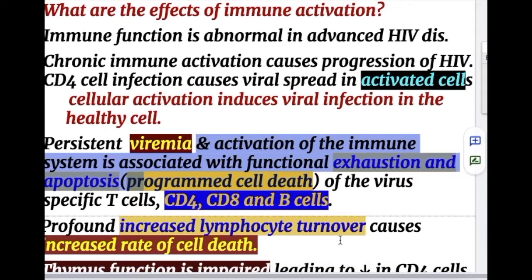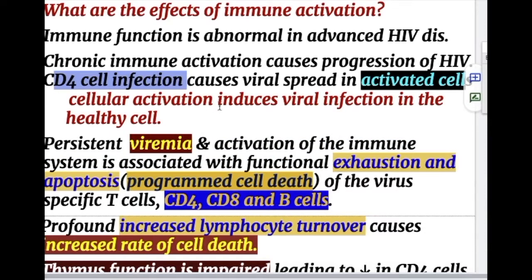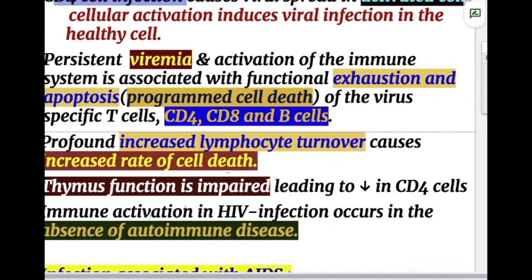Profound increase in lymphocyte turnover causes increased rate of cell death. So all these factors are occurring here. Immune system activation causes progression of HIV, increased CD4 infection that involves the other healthy cells. Viremia and activation cause exhaustion and apoptosis of the virus-specific T cells. And profound increase in lymphocyte turnover causes increased rate of cell death. Thymus function is also impaired, leading to decrease in cells.